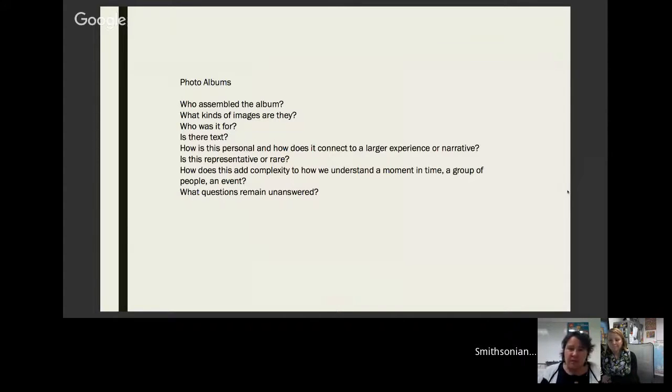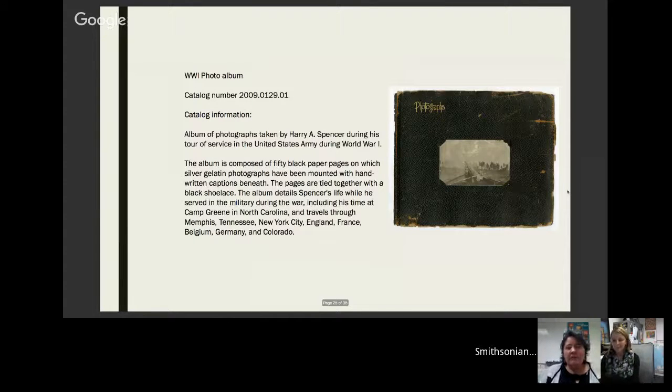Okay, so let's look at this album. Here again, we have the first page. Here's the cover. It was put together by a guy named Harry A. Spencer. He was from East Tennessee. He goes on this World War I journey. He's going to go. He's going to come back. We're going to track him. He puts this album together for himself.